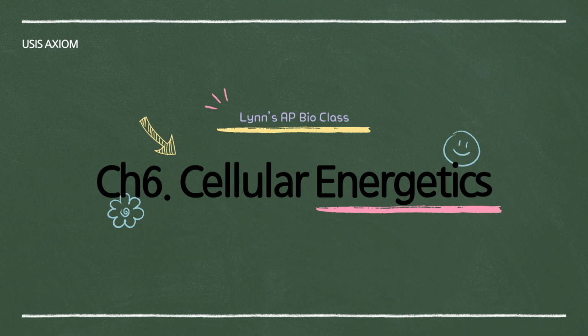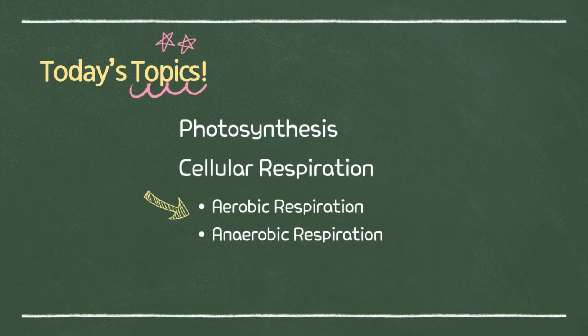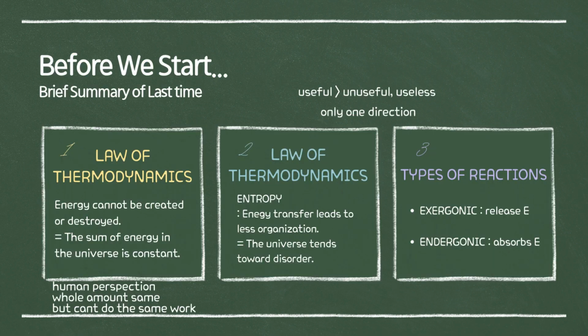We will learn AP Bio Chapter 6, Cellular Energetics today. Today's topics: cellular respiration and photosynthesis. Cellular respiration has two types: aerobic respiration and anaerobic respiration. Before we start, a brief summary of last time.